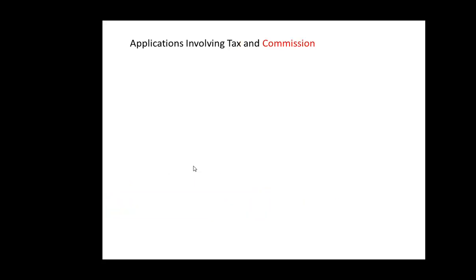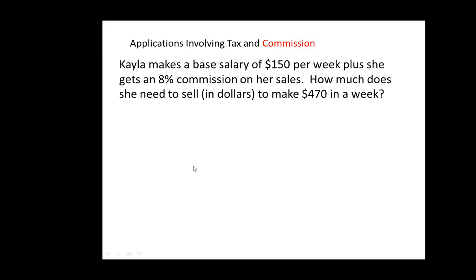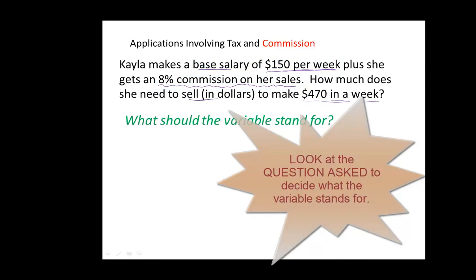Here's an example using commission. Now, Kayla makes $150 per week automatically. That's her base salary. So no matter what, she makes the $150. Then she also gets 8% commission on her sales. And the question is, how much does she need to make in her sales in order to take home $470 in a week? Let's start with the variable.